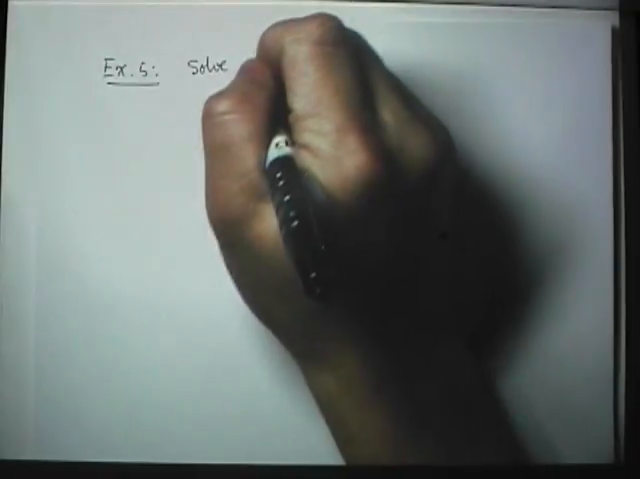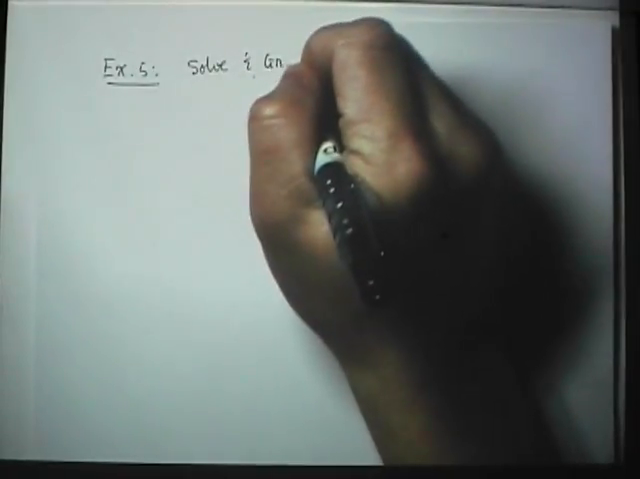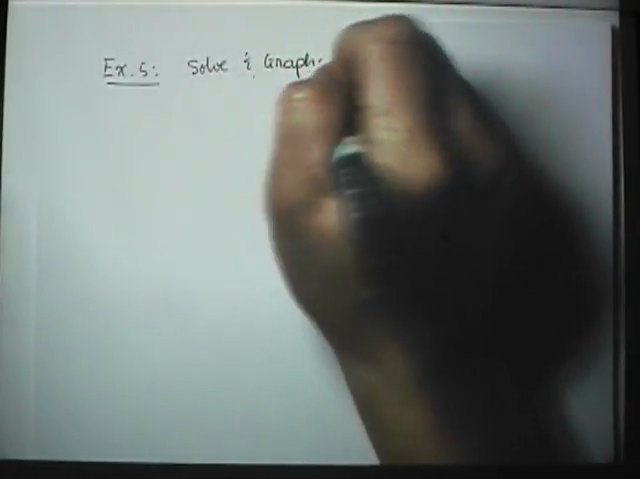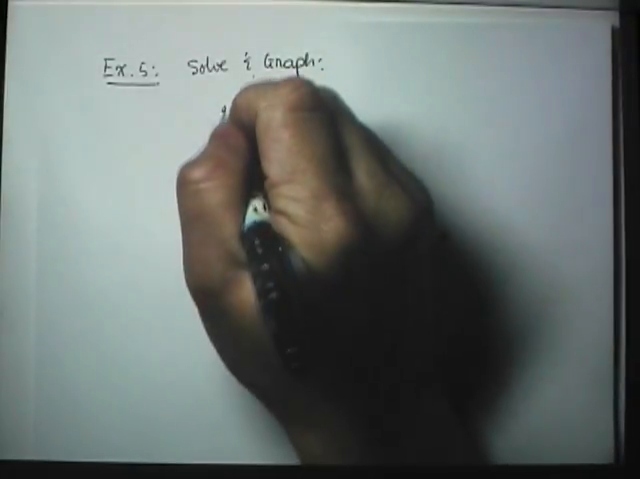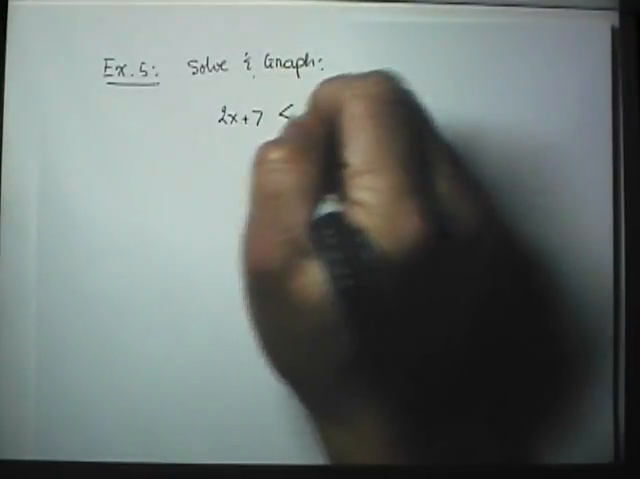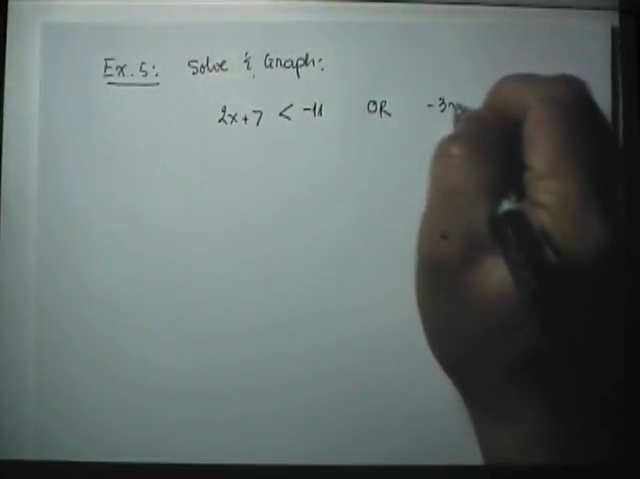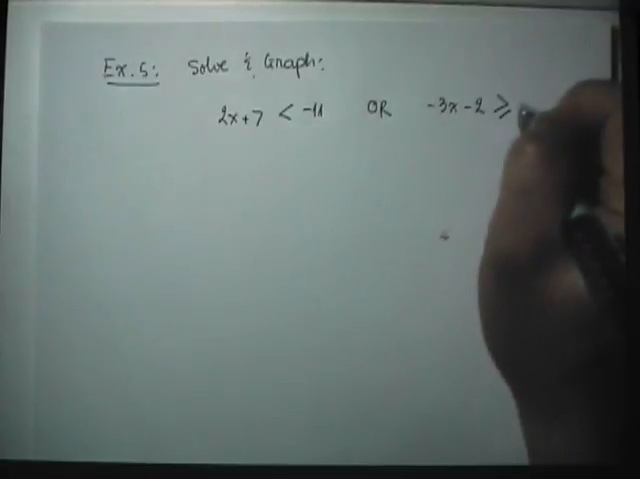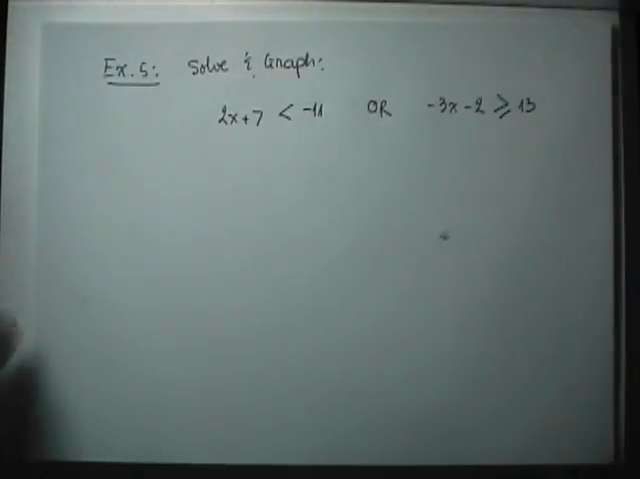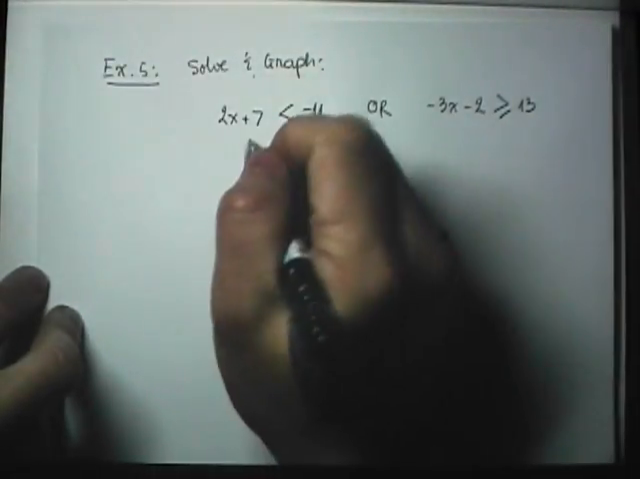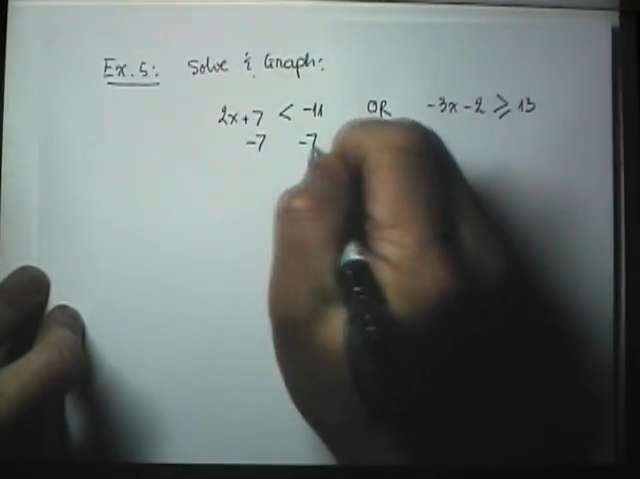Okay. So example number 5. Once again, another example where you can see the two independent inequalities, and they are being connected by the OR word. So we want to solve and graph, and here I have 2x plus 7 less than negative 11, or negative 3x minus 2 greater than or equal to 13. And so now, once again, think about solving these two independently.